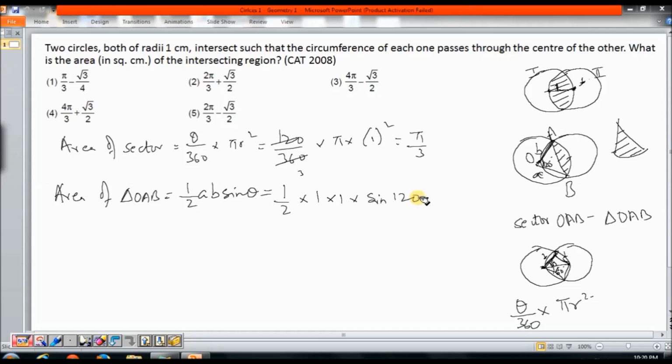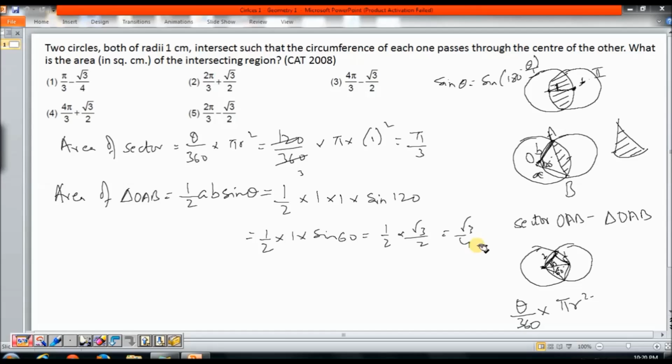120. We know sine 120 is nothing but same as sine 60. We know that sine theta is same as sine 180 minus theta. So this should be nothing but sine 60, and sine 60 is nothing but root 3 by 2. So this 1 into 1 is 1 into sine 60, which is root 3 by 2. So half into root 3 by 2, which gives me root 3 by 4.